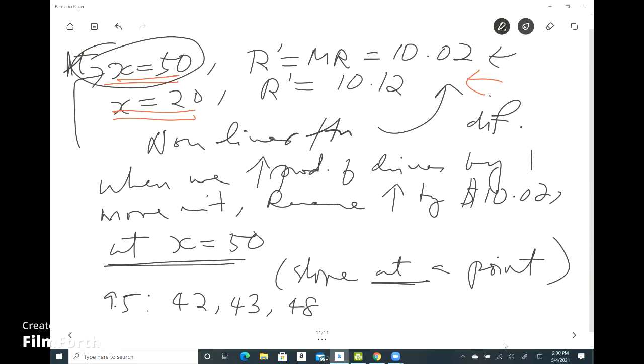Okay, any comment, any question? Okay, now let's move on. Now I would like to look at another example. The other example is on the marginal cost.